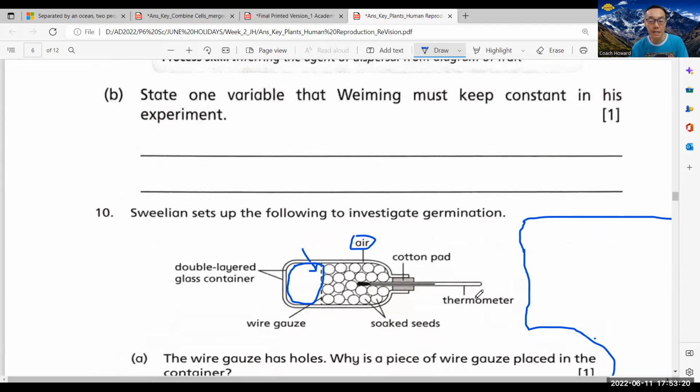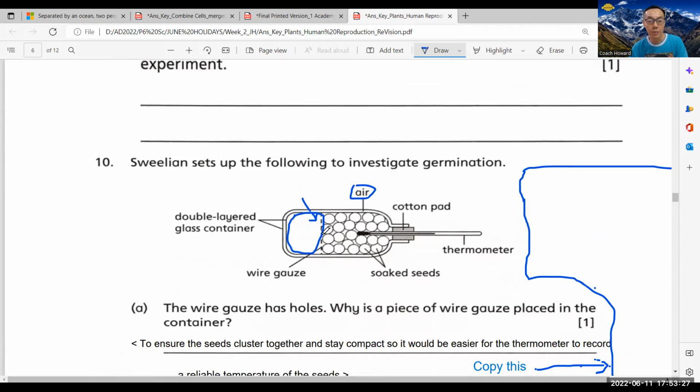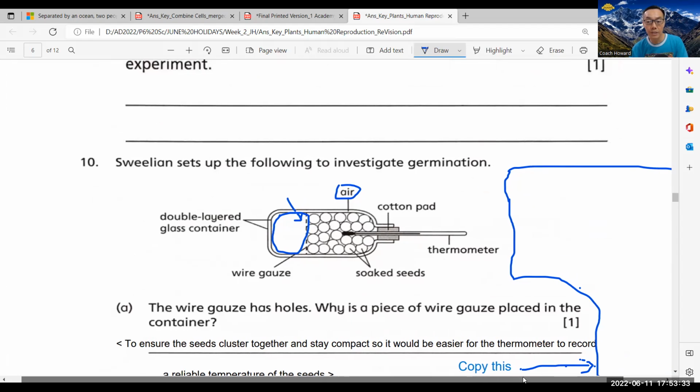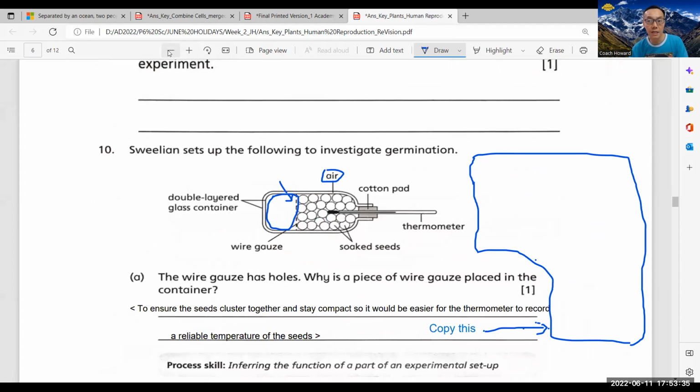Okay, this question actually came out in the PSLE and in some of the prelim papers that you tried. They say the wire gauze has holes. Why is a piece of wire gauze placed in a container? I want to give credit to this student. I think her answer is very unique. So I have given you this answer, I want you to try to copy the answer in this area here.